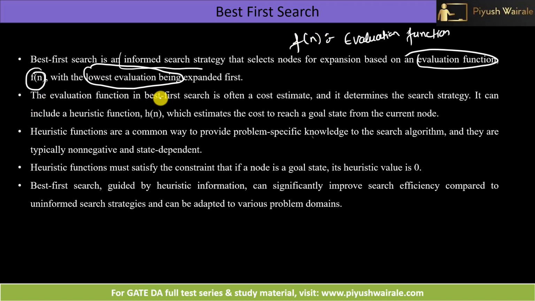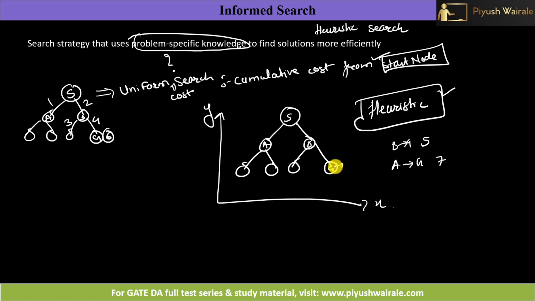The evaluation function for search is often a cost estimate, and it determines the search strategy. It includes a heuristic function h of n, which estimates the cost to reach a goal state from the current node. So that's what I said. The heuristic cost associated with a particular node is from the current node to the goal state. In the case of uniform cost search, we have the cost from the start, not from the goal.